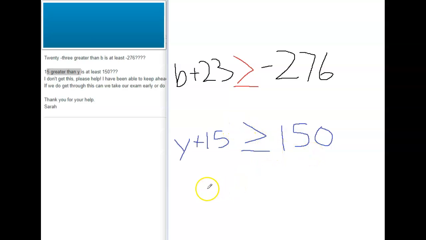And then to solve these, you try to get y by itself, or b by itself in the previous one. Here we're going to subtract 15 from both sides. y needs to be any value greater than or equal to 135. And if that's the case, then 15 greater than 135 would be at least 150. So that's our solution.